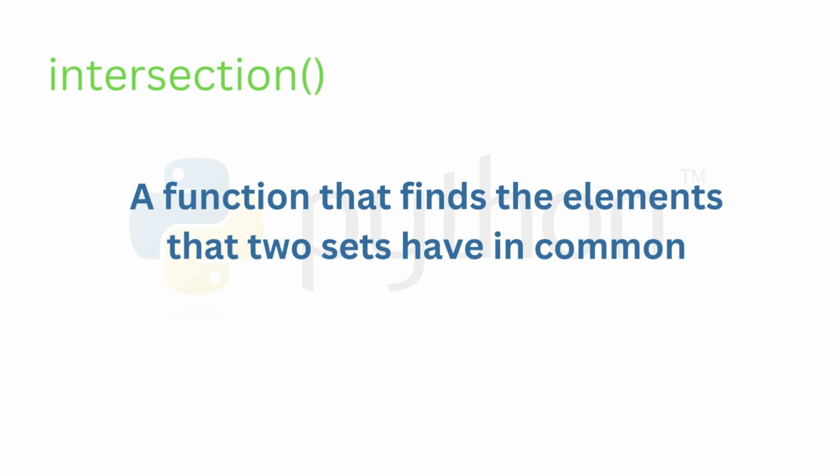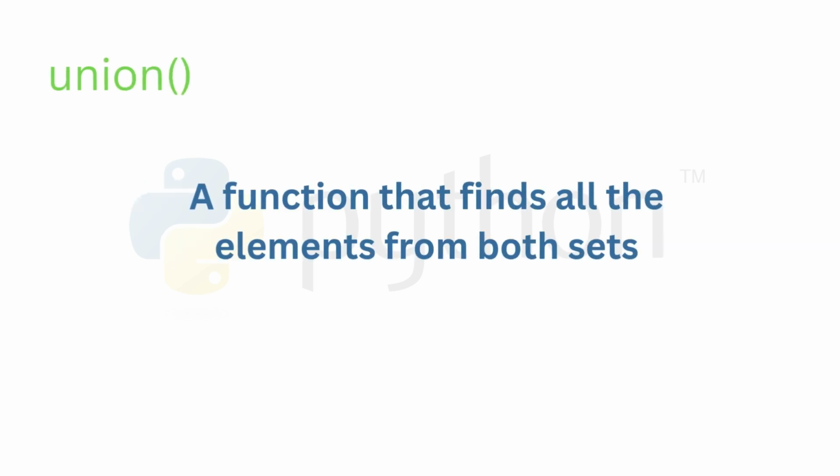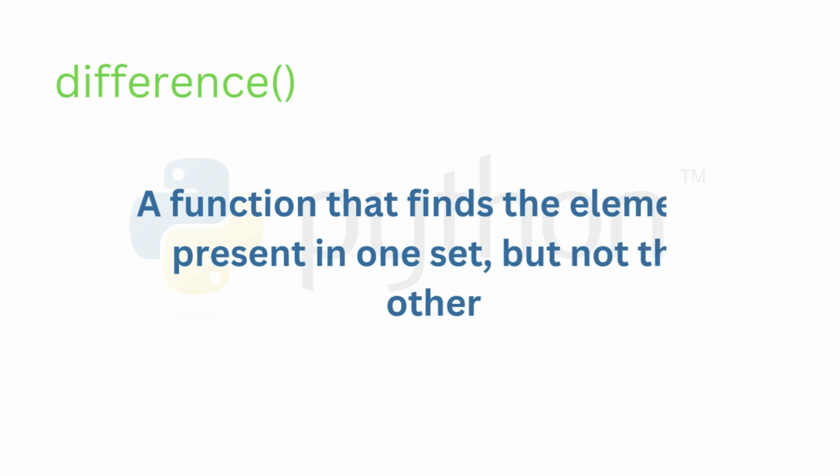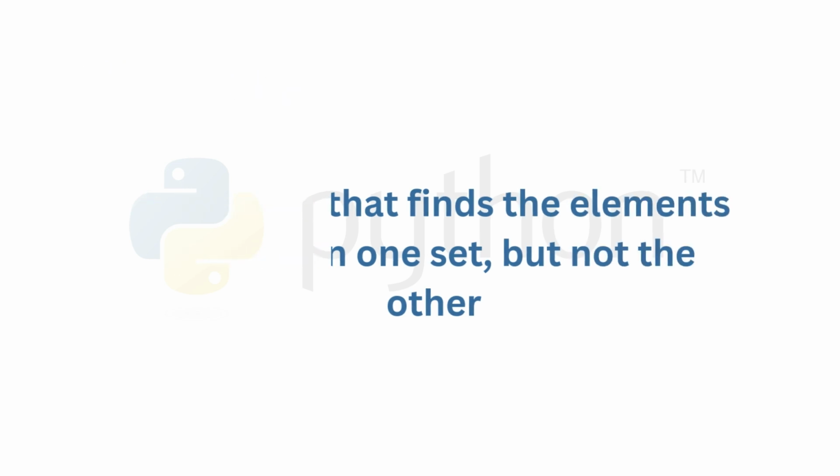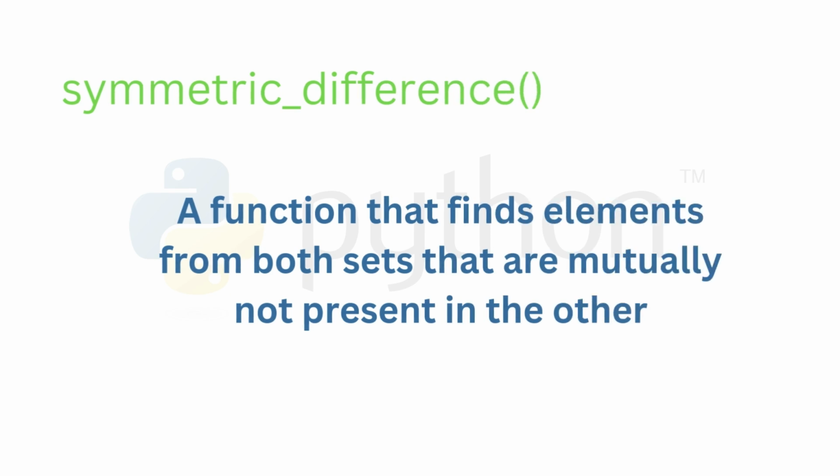First, intersection finds the elements that two sets have in common. Union finds all the elements from both sets. Difference finds the elements present in one set, but not the other. And symmetric difference finds elements from both sets that are mutually not present in the other. Python provides built-in methods for performing each of these functions.